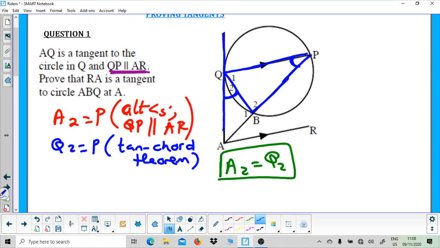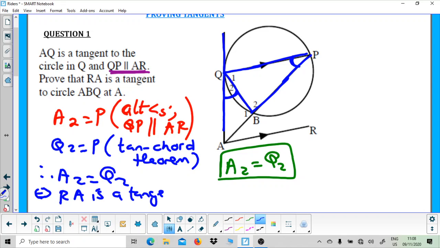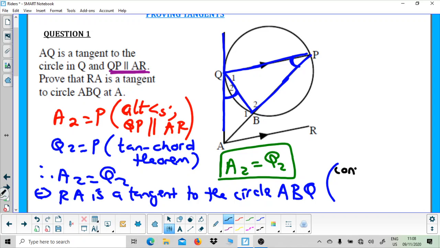Okay, now these two angles are actually equal to P, so therefore I am seeing that A2 is equal to Q2. The moment I do that, I can say as a result of all of this, it means RA is a tangent to the circle. We can name the circle, what is the ABQ? And then you give a reason. Why is that? Converse tan chord theorem.